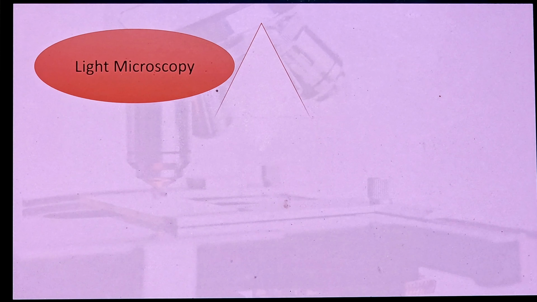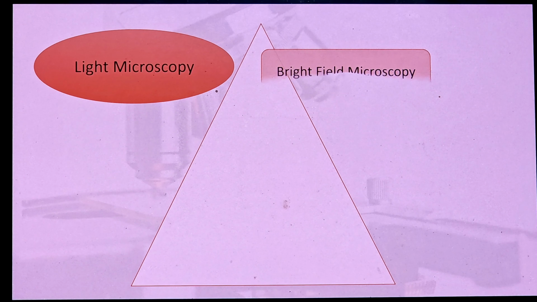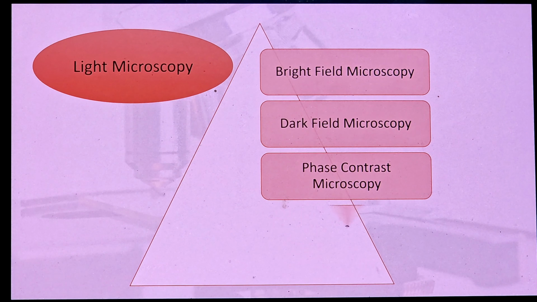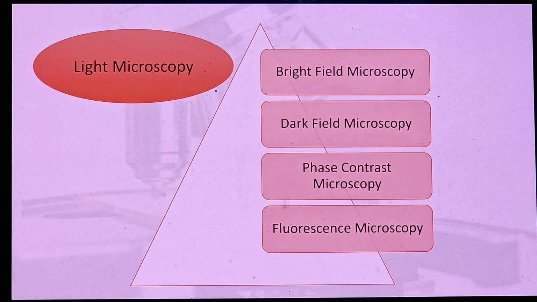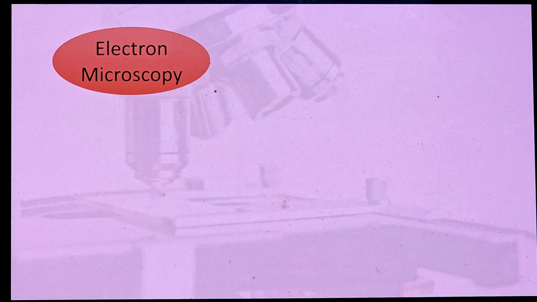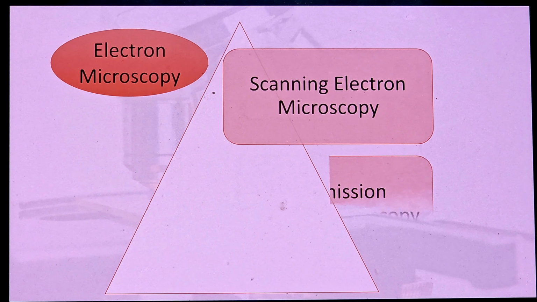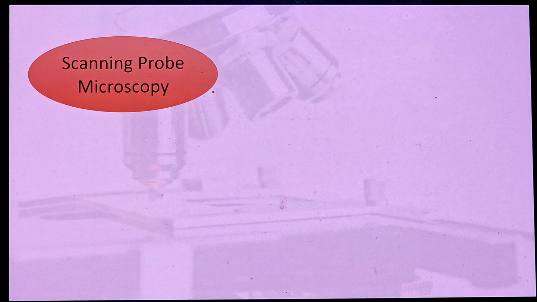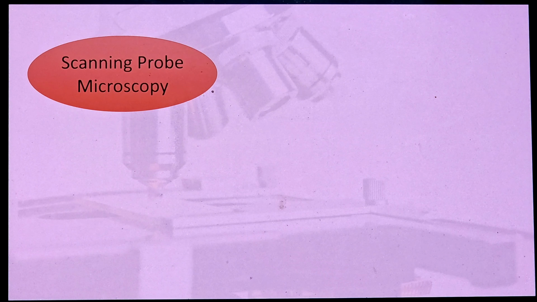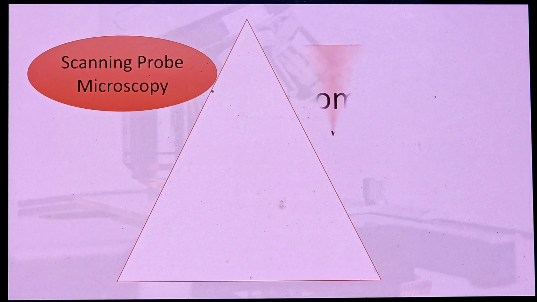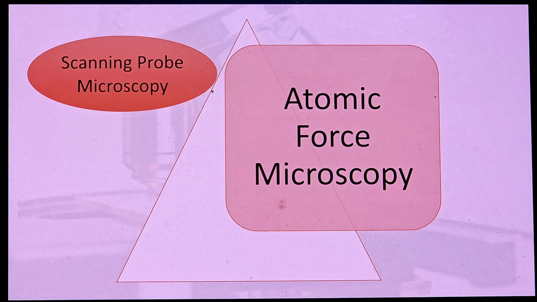Light microscopy mainly includes bright field microscopy, dark field microscopy, phase contrast microscopy and fluorescence microscopy. Electron microscopy includes two types. First is the scanning electron microscopy, second is the transmission electron microscopy. Then scanning probe microscopy, here the probe is used for scanning of the microorganisms. Example is atomic force microscopy.